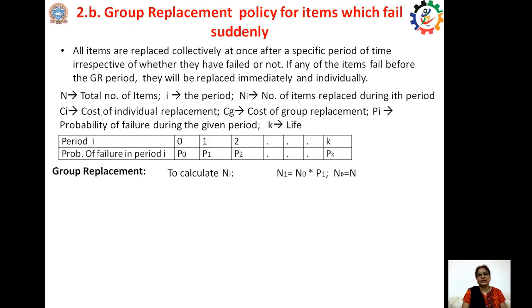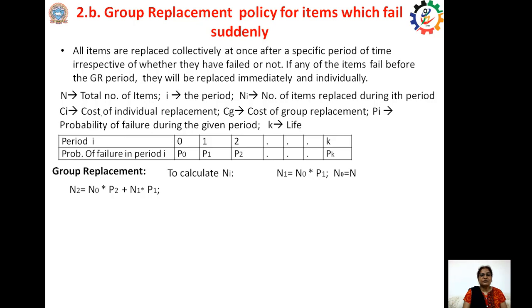So how do we calculate that n? Ni, I is period here. N1 is equal to N0 into P1. N0 is nothing but N, okay? Initially the total number of items which are present, that into probability of failure in the first duration. Because how many fail in the first duration? Probability of failure in the first duration into total number of bulbs.